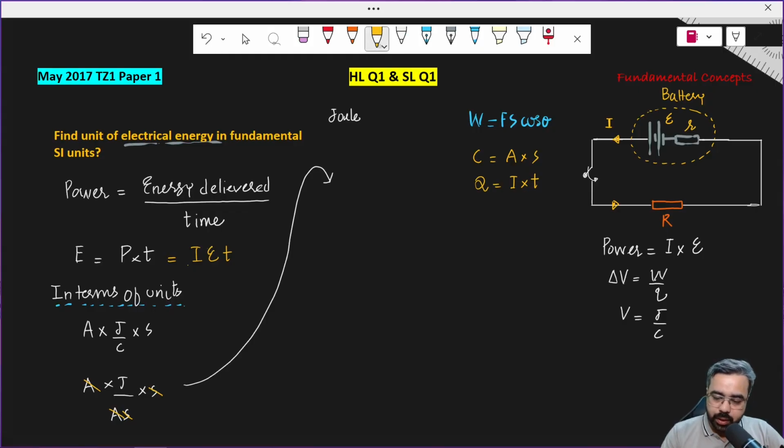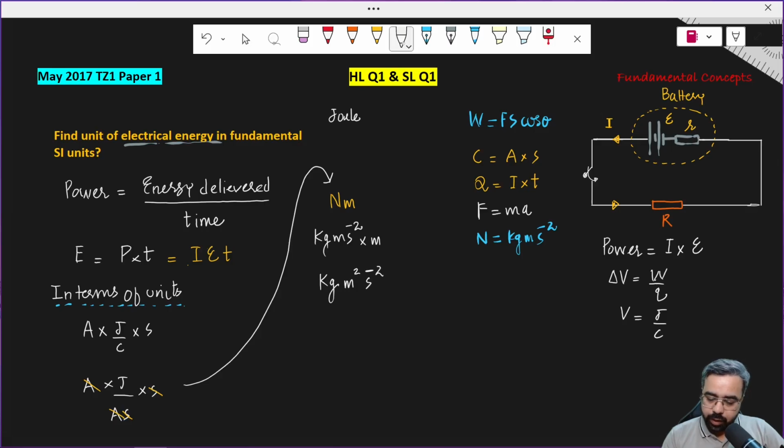Now the joule is equal to newton times meter, okay? And the newton is the unit of force, and the force is equal to ma according to Newton's second law. So the newton should be equal to kilogram meter per second squared, times meter. So hence this is the fundamental SI unit of energy, in which all the units are fundamental SI units.